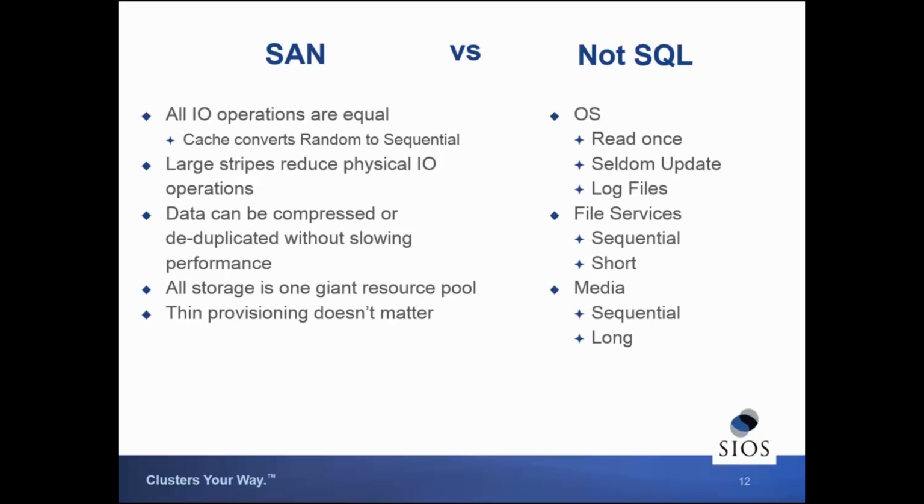Large stripes to reduce the I/O operations. Well, that's really great when you're doing file services or media services, because you're basically opening a file, reading all the way through it, and then stopping one time. You're not jumping around in the middle of the file like, oh, I don't know, maybe a database server.